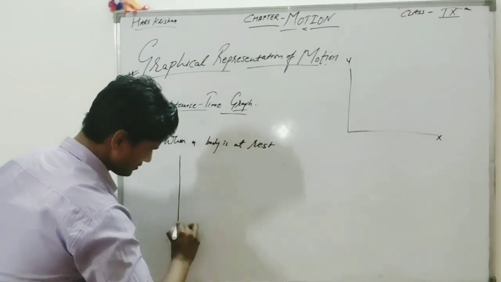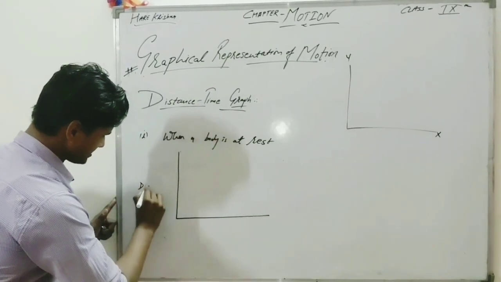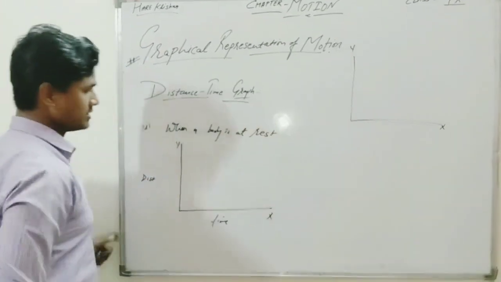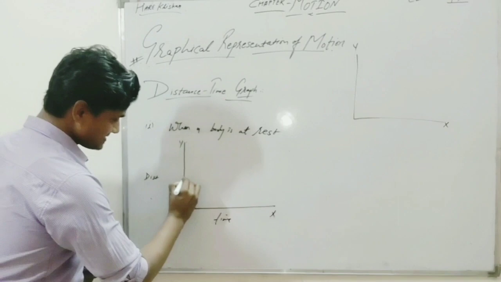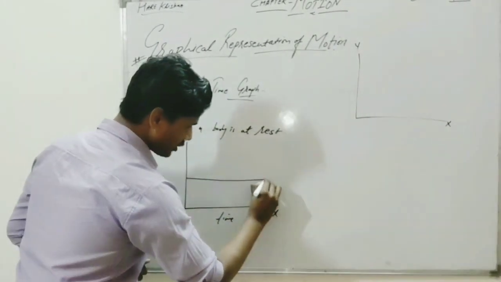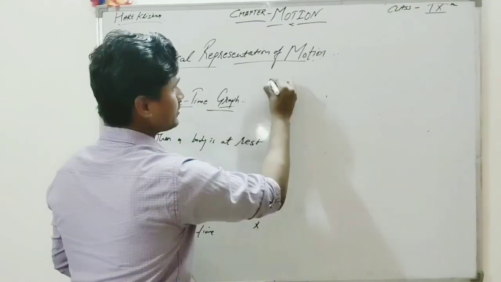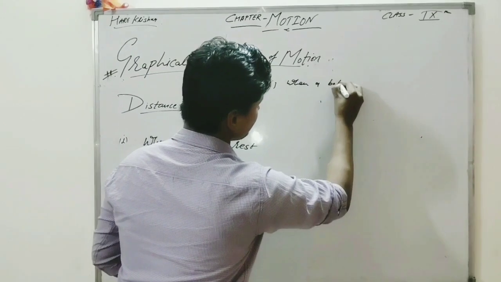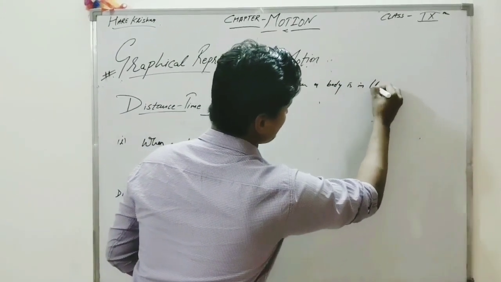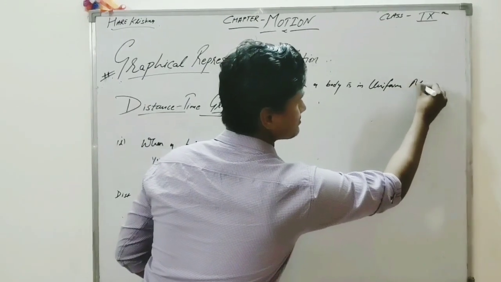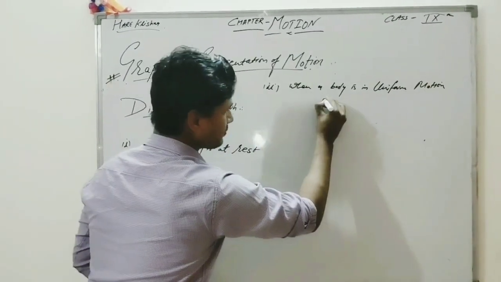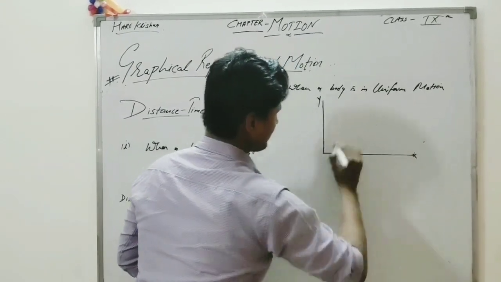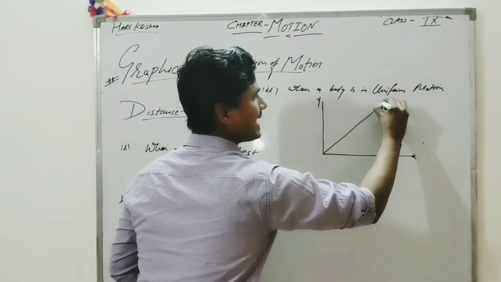For this condition, we take distance on the y-axis, time on the x-axis. In this condition, the graph obtained is a straight line parallel to the x-axis, or we can say a horizontal line. Now, our second condition is when a body is in uniform motion. For this, the graph obtained is a straight line inclined to the x-axis.